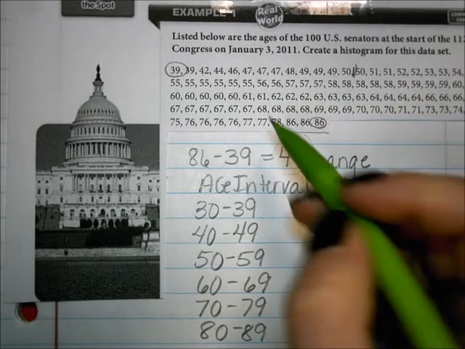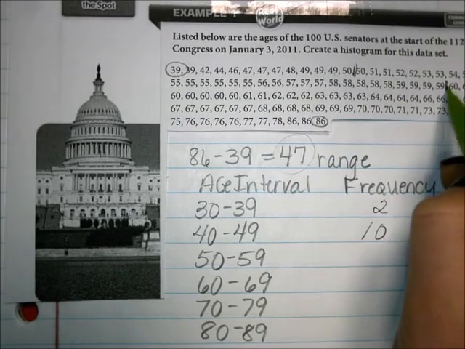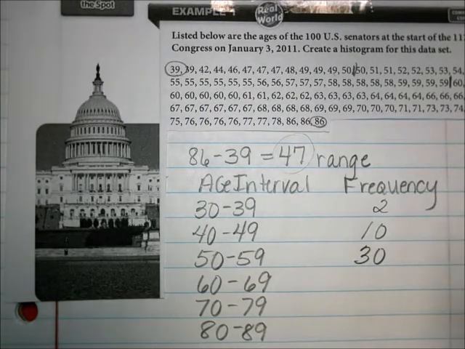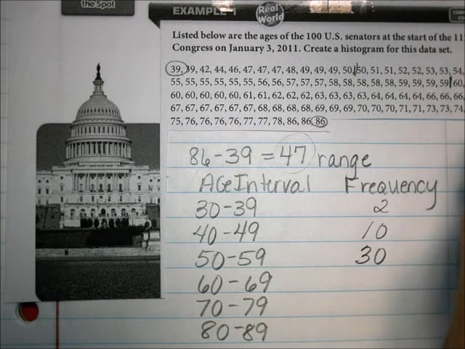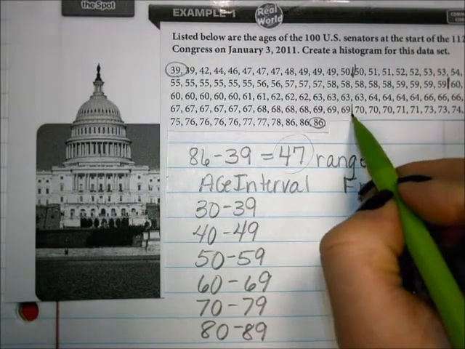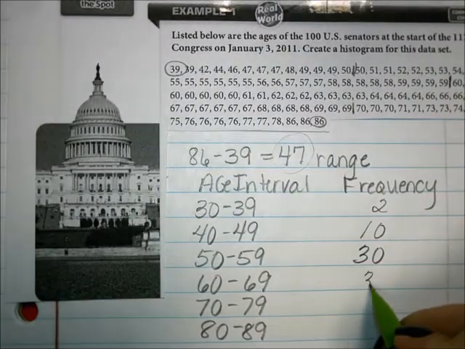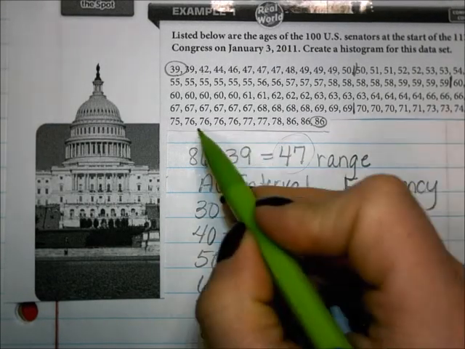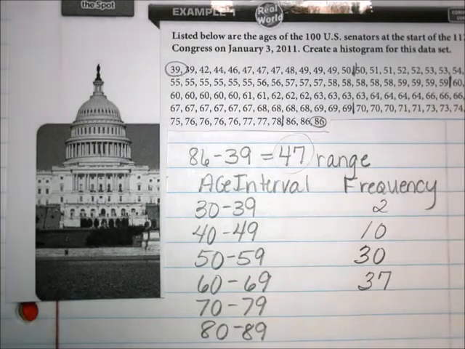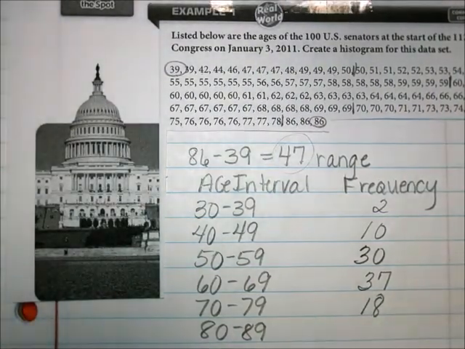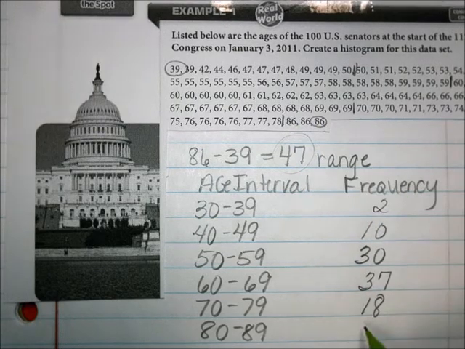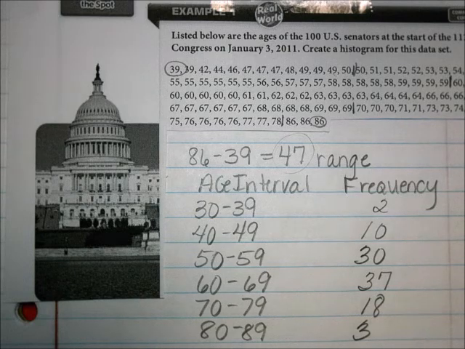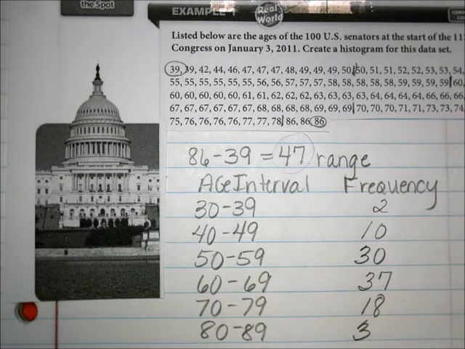From 50 to 59, looks like there's a lot of those. There are actually 30 of them. Okay, then from 60 to 69, ooh, lots of those as well. There's actually 37 of those. From 70 to 79, if you count all those up, there are 18. And then from 80 to 89, there are 3. So that frequency table gives us a good look at how many there are in each category.